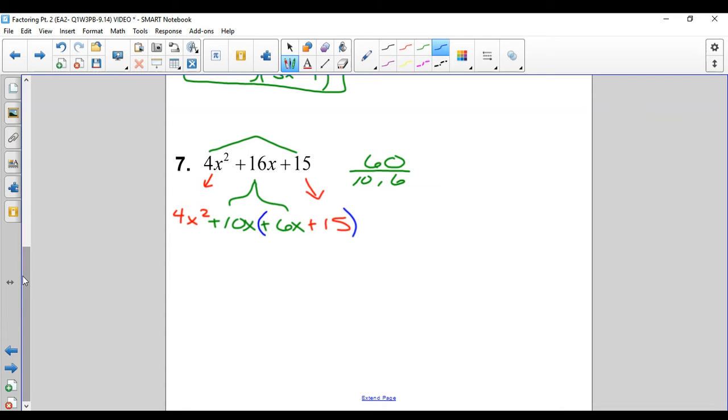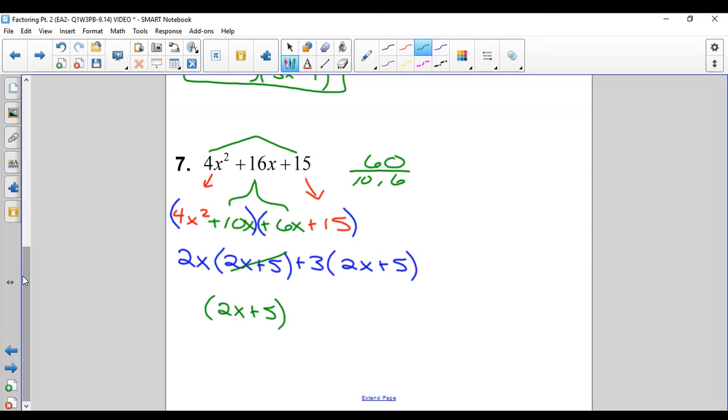Group them, first two, last two. Common factor time. 4x squared and 10x have 2x in common. We rewrite what's left over. Happens to be 2x plus 5. We need to be left with a 2x plus 5 to make that happen again. Common factor happens to be 3. And then we're pretty much at the end. We take out the common factor one more time, which happens to be the shared parentheses, 2x plus 5. We rewrite what's left over, a 2x plus 3. And your expression is factored.